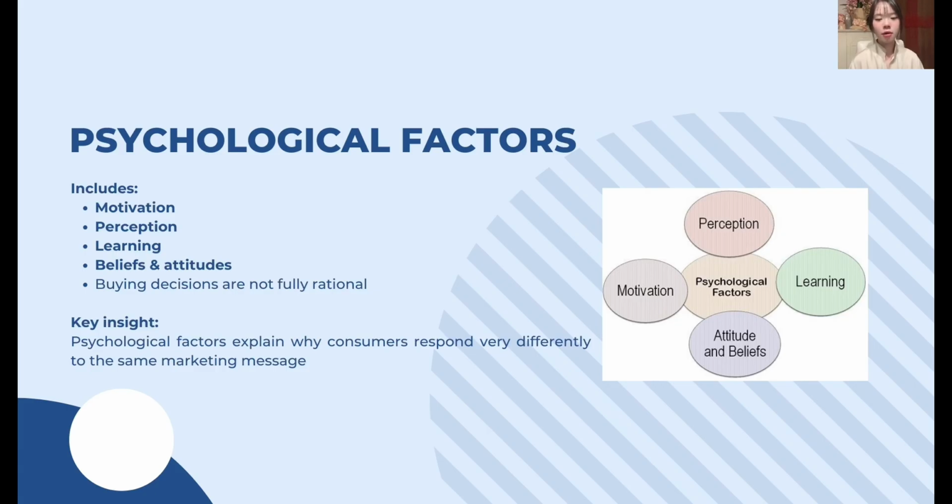According to Maslow's hierarchy of needs, people buy insurance for safety needs, while luxury goods often satisfy esteem needs. In addition, consumers learn from experience. Positive experiences lead to repeat purchases, while negative experiences lead to brand avoidance. So the key insight is that psychological factors explain why different consumers can react very differently to the same marketing message.